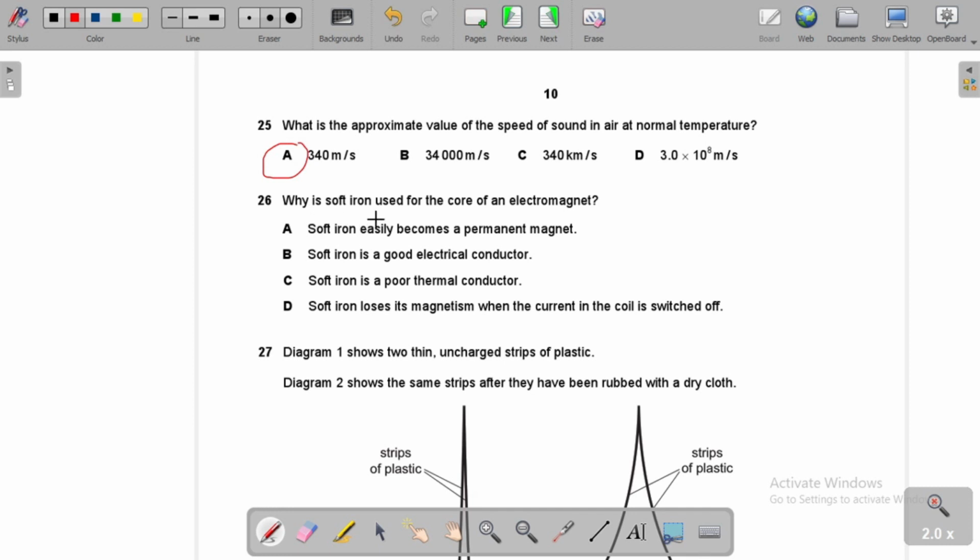Why is soft iron used for the core of an electromagnet? Soft iron easily becomes a permanent magnet. It's a good electrical conductor. No. It's a poor thermal conductor. We don't even need anything thermal here. Soft iron loses its magnetism when the current is switched off. Yes, that is what is actually called an electromagnet. It loses its magnetism when the current is switched off, and when the current comes up, it gains it. It becomes magnetized easily.